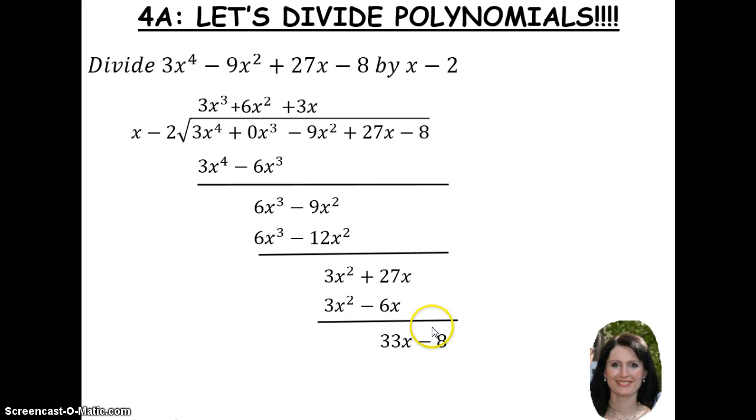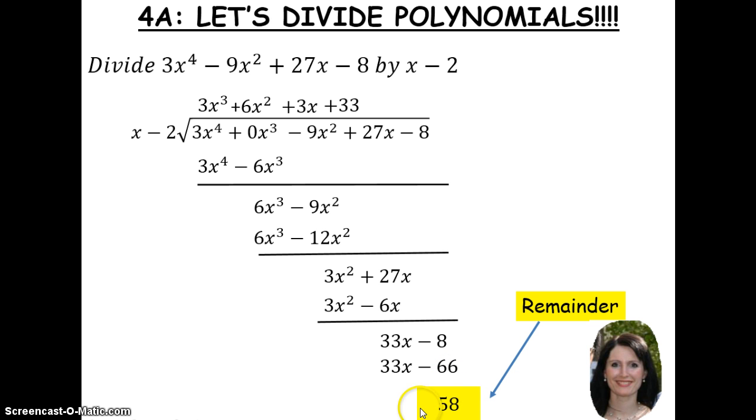Let's bring down the negative 8. X into 33x goes positive 33. 33 times x, 33x. 33 times negative 2, negative 66. Let's subtract. 33x minus 33x gives me 0. Negative 8 minus negative 66 gives me positive 58. This is the remainder.